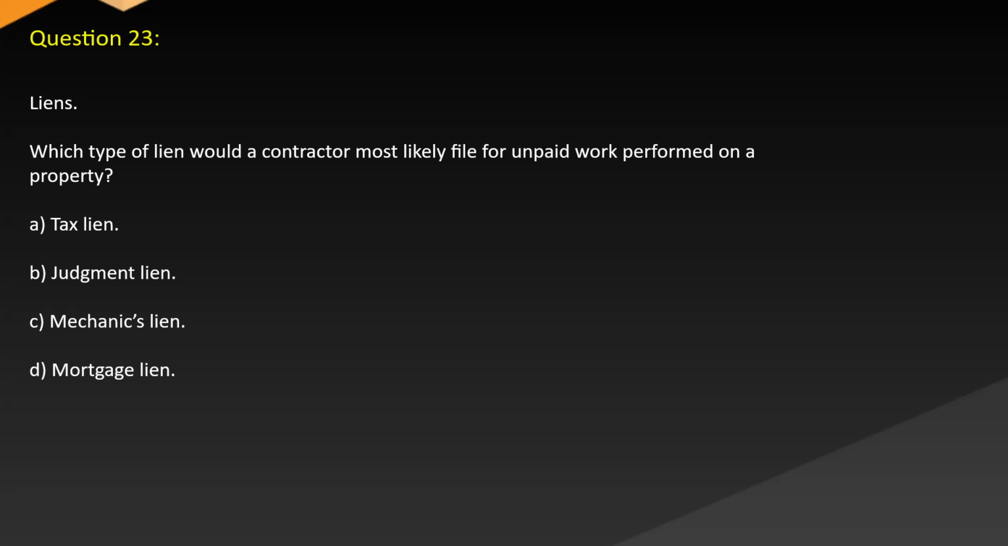Question 23. Liens. Which type of lien would a contractor most likely file for unpaid work performed on a property? A. Tax lien. B. Judgment lien. C. Mechanics lien. D. Mortgage lien.